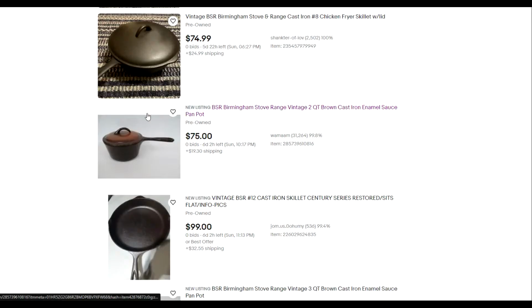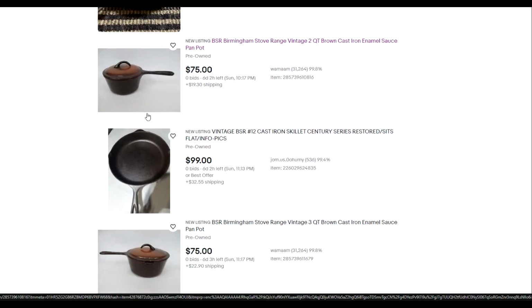I've already said enough about prices on eBay. I don't need to go again and again into this. Here's a BS&R number 12 Century Series. Restores, sits flat, info, pics, $99.